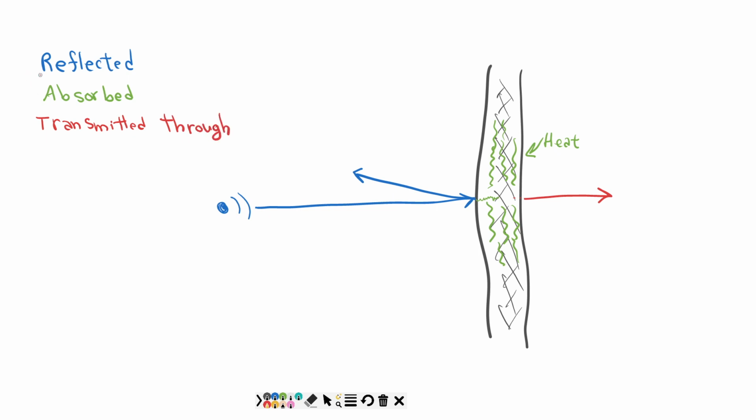All right, take a look at these first three letters. R-A-T, that spells rat. So there's a nice little mnemonic for you to remember the three things that can happen. All right, and we're going to spend time on each of these. In this video specifically, we're going to look at this last thing, the whole transmitted through business.